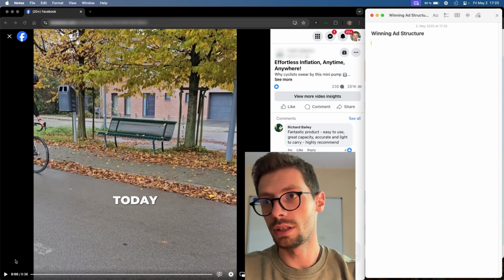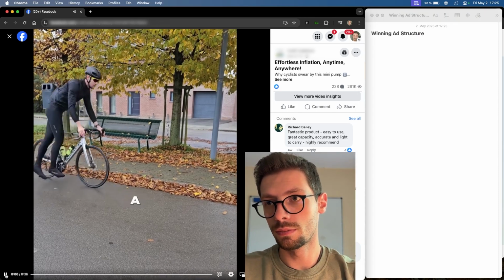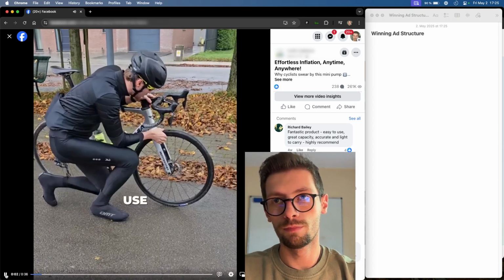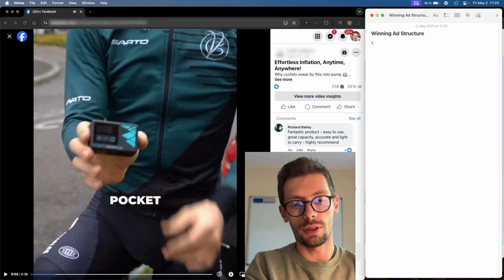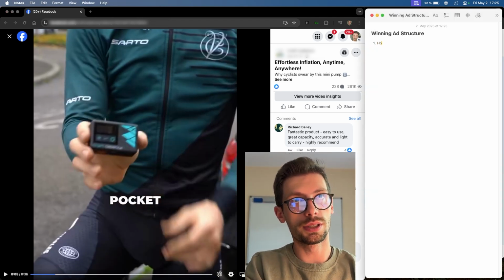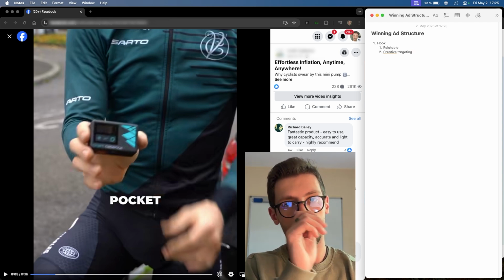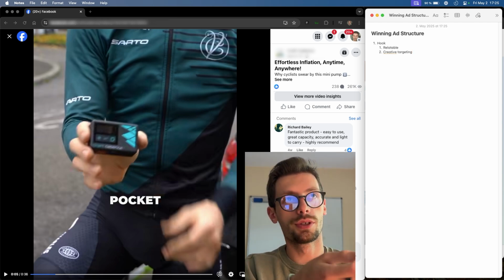So essentially, what do we have in the beginning? "Today, a cyclist stopped me and asked if he could use my hand pump. I just laughed and pulled out this pocket..." So basically the first thing here is a hook, and the hook is relatable, creative targeting, right? It's a cycling gadget, and we mention a cyclist immediately, and we have the visuals to target cyclists. This is really important for the targeting.